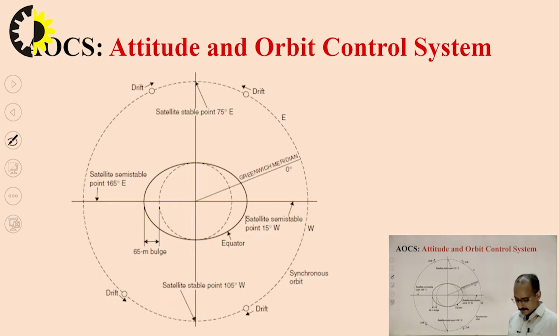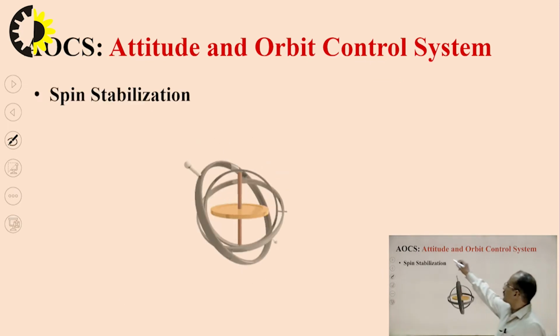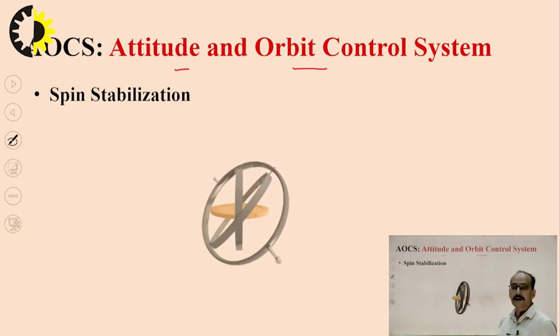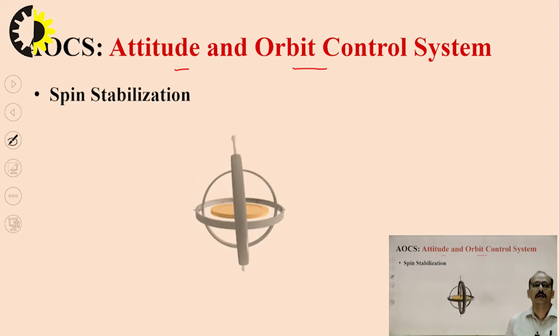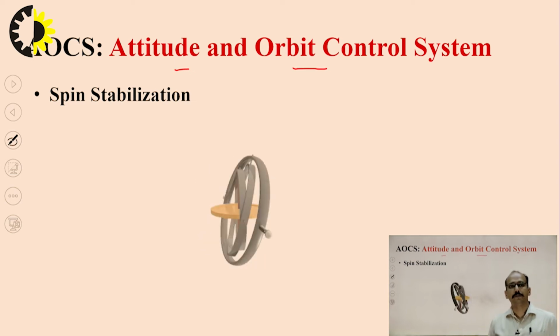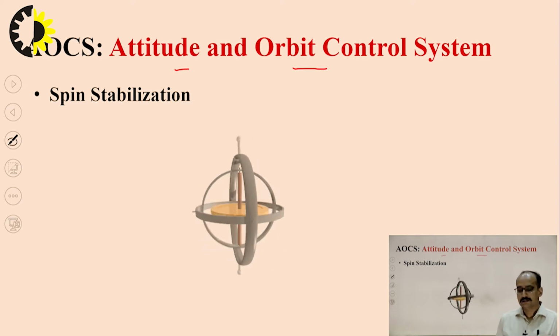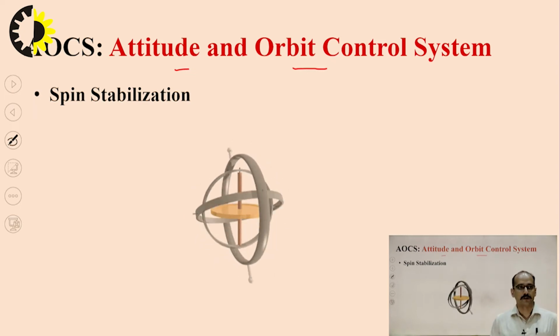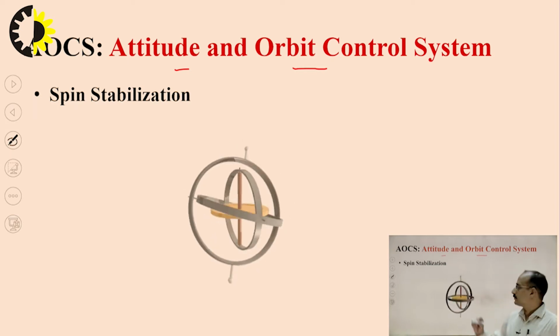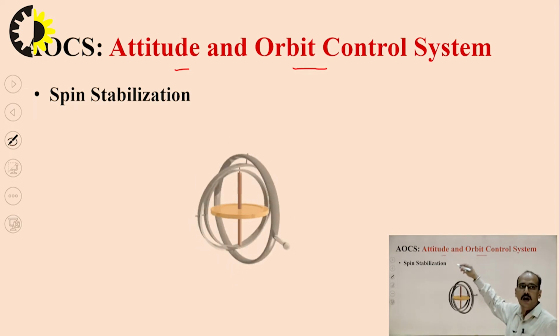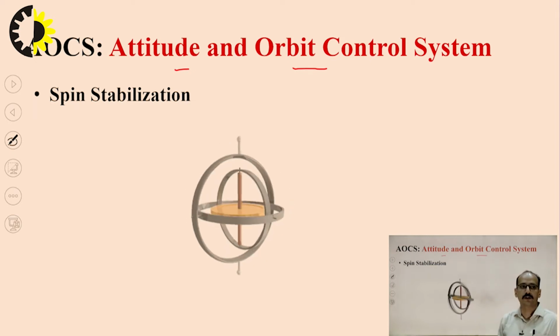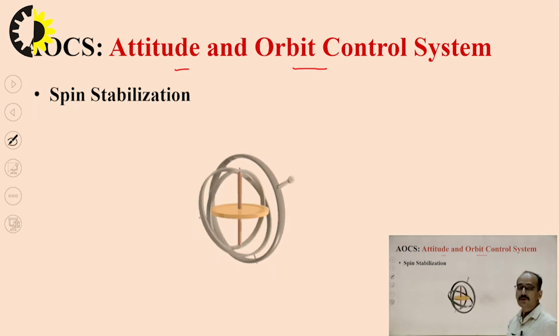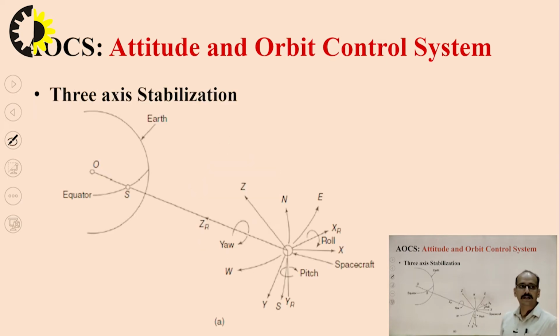Then, this is about the attitude and orbit control system working. When we are talking about its working, it means you have to maintain the attitude and orbit of a satellite in its position. Attitude means the orientation of the satellite, and orbit means the orbital position of the satellite in the orbit. You use 2 types of techniques: spin stabilization, and the second one is 3-axis stabilization.